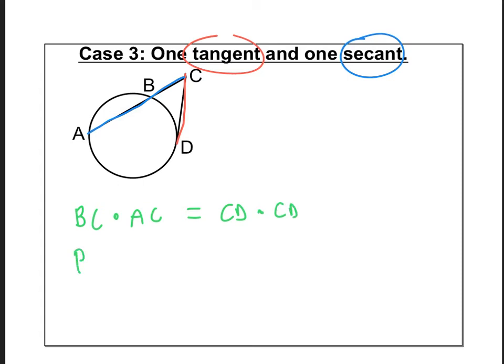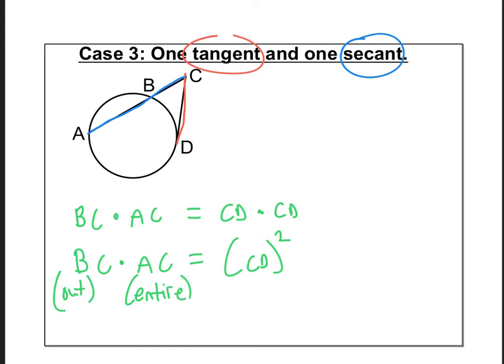Now on the other one, the outside segment is CD, and the entire segment is also CD. When you have something multiplied by itself, it's equivalent to thinking of that term squared. But it's still following the same thing, outside, outer times entire. CD is the outer, and then CD, since it's a tangent, is the entire as well.